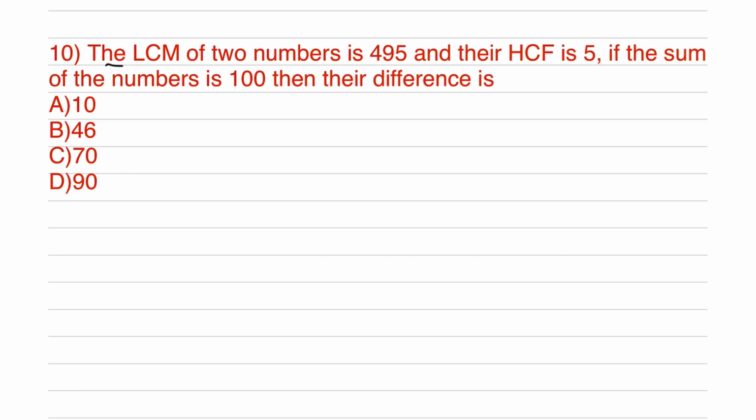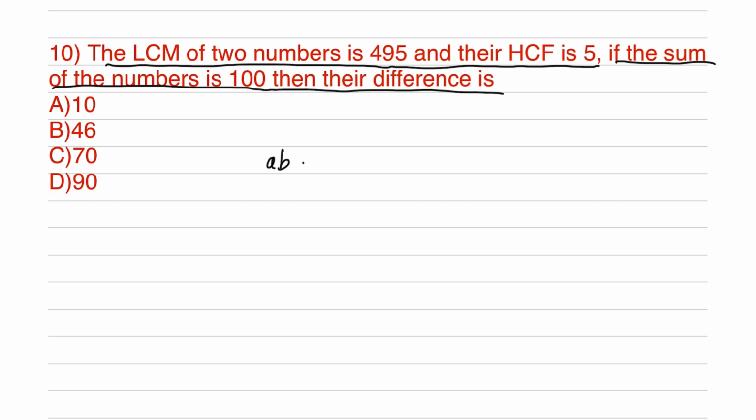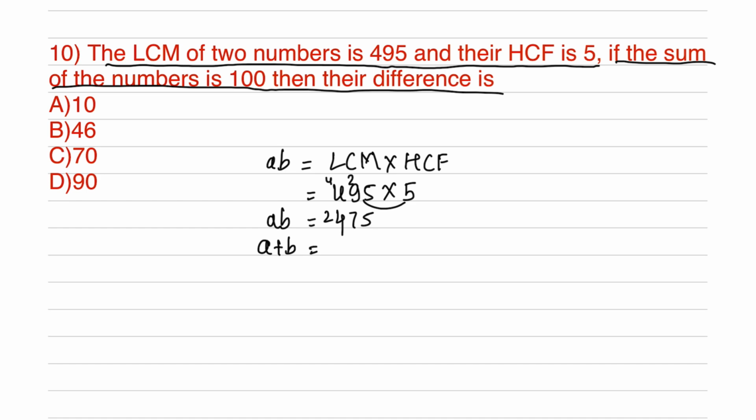The last question. The LCM of two numbers is 495 and their HCF is 5. If the sum of the numbers is 100, then their difference is? Do you remember the formula? Product of two numbers is equal to product of their LCM and HCF. Here they have given LCM as 495 into HCF 5. So 5 5s are 25, 5 9s are 45, 45 plus 2 is 47, 5 4s are 20, 20 plus 4 is 24. So AB equals 2475. So you know A plus B is 100. They have given the sum of the numbers is 100, but you have to find A minus B.